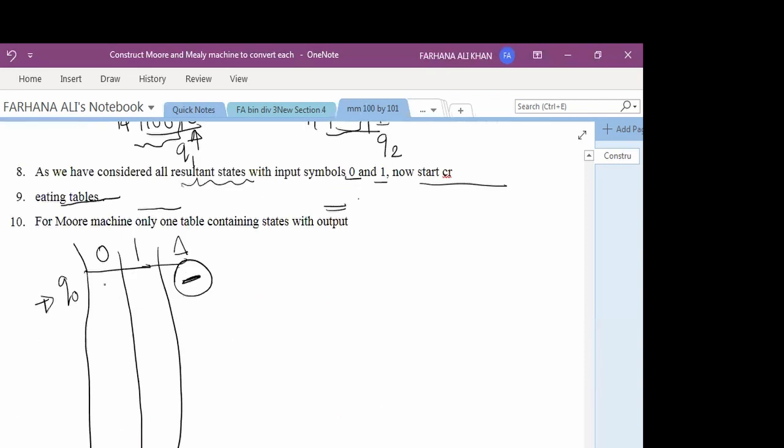So Q0 on 0 is going to Q1. Now this is Q1. For easy understanding, we will consider this Q1, and here we are going to write the output symbol of Q1. The output of Q1 was 0. Now Q0 on 1, where is it going?